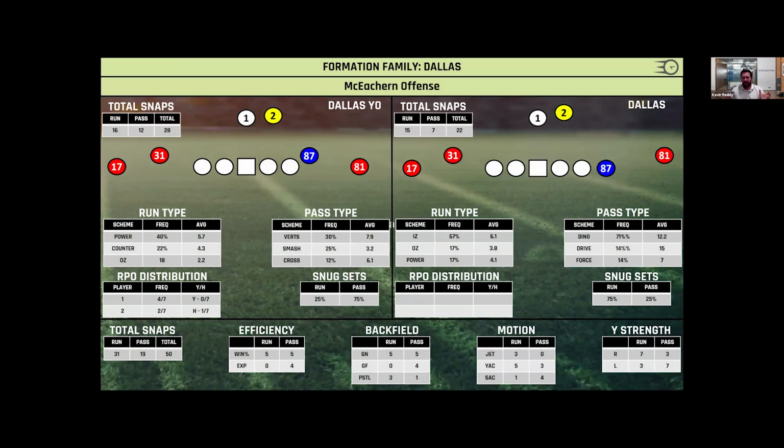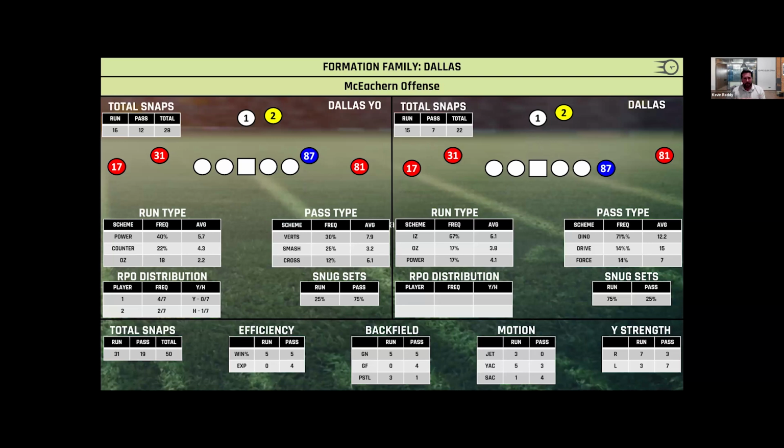The formation family is Dallas. Well, it's a D word. It's 2x2. The first picture is yo. What does that mean? It means Y off. The second one, there's no yo, which means Dallas, the tight end, is on the line of scrimmage. You start in the top left. How many snaps did they run in this formation? We got 28 total, which is 16 run, 12 pass.